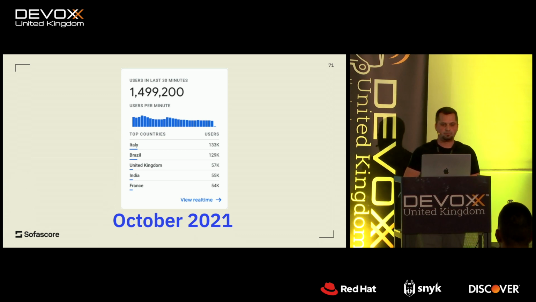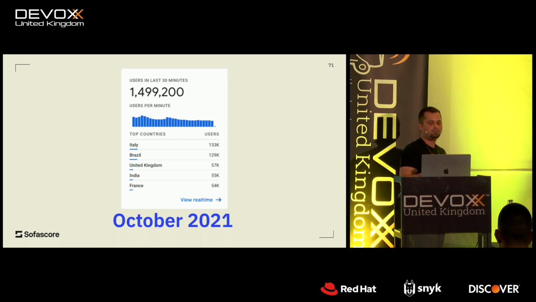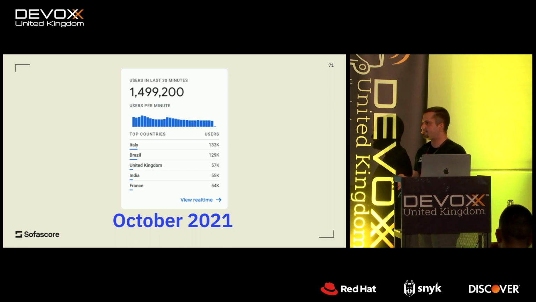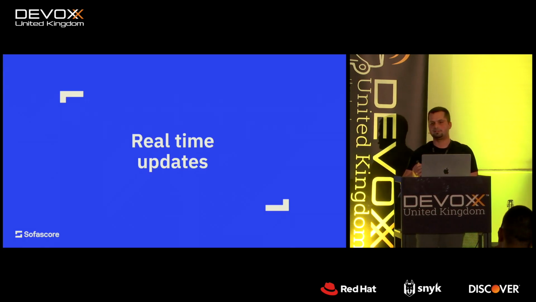In 2021, we got to 1.5 million users using this system, running Kubernetes in 2 data centers and having a bunch of machines all over the world to help with the load. We're using PHP as our backend, and PHP has certain limitations. One of those is you cannot really do real-time updates. It's difficult to do real-time updates.